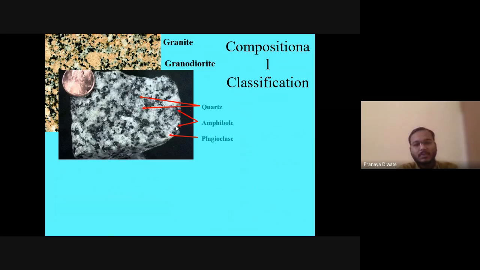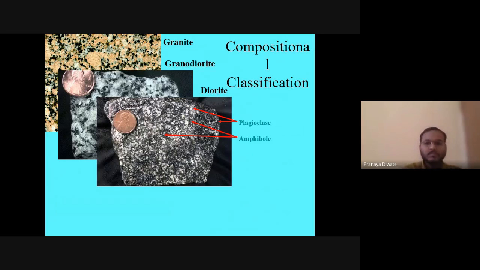Then the second one you have is granodiorite. Granodiorite is quartz plus amphibole plus plagioclase. These are the three different types of minerals present in the rock.